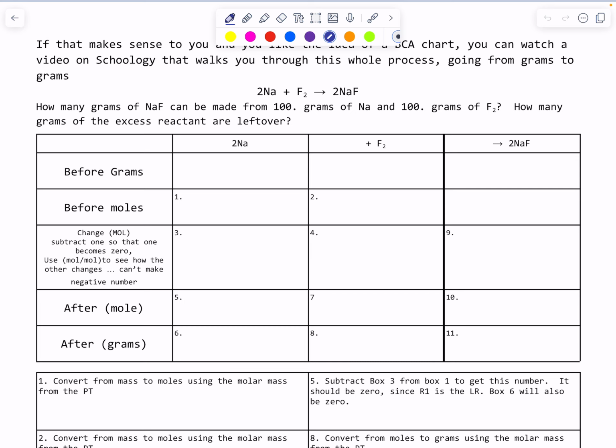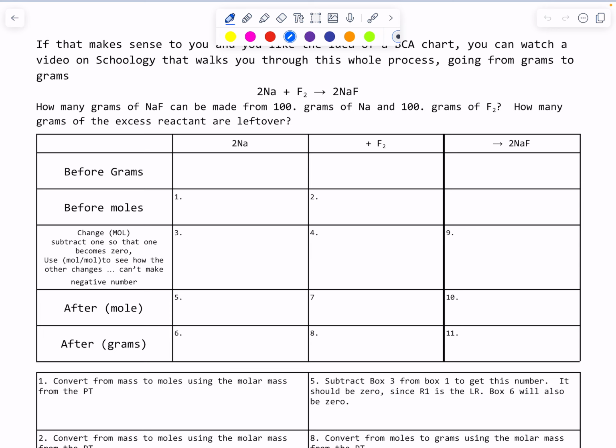So what we are going to look at today is using these BCA charts, before, change, after charts, in order to solve limiting reactant stoichiometry problems. And this technique is especially useful if the question is asking how much of a reactant is left over. Although it can be very intimidating with all of these boxes. So that's why this is an optional way to do these problems and an optional way to learn it.